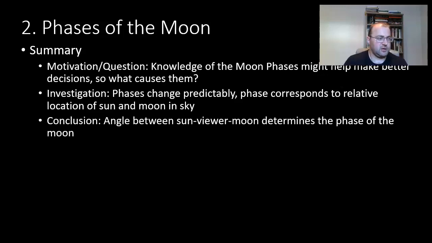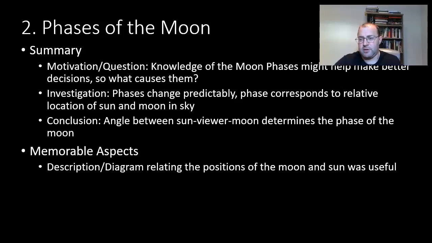Now, the conclusion from this is that the angle between the sun, the viewer, who would be on Earth, and the moon determines the phase of the moon. So that was the ultimate idea, and the reason is that the side of the moon that the viewer sees is partially lit sometimes, and that's ultimately what causes the phases of the moon.